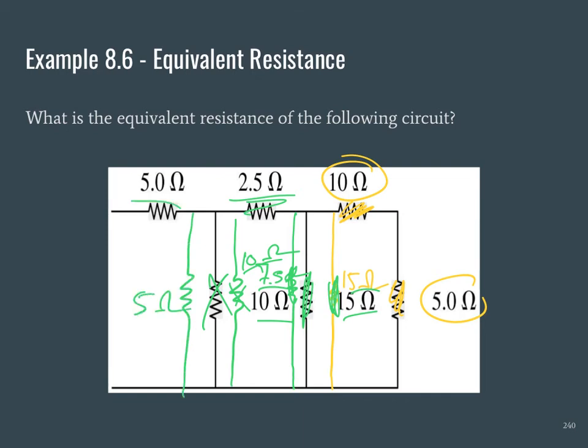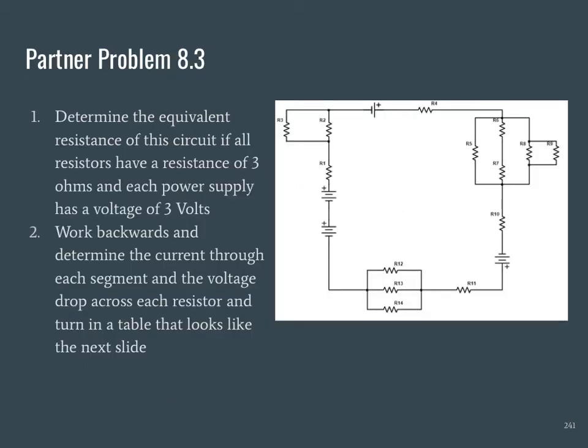And then I have a 5 ohm and a 5 ohm in series. That means that's going to be 10 ohms. So that means I could replace this whole complex circuit with one 10 ohm resistor, and the circuit would not know the difference. So here's a partner problem that I used to do.